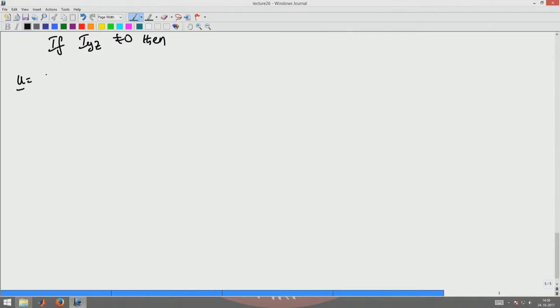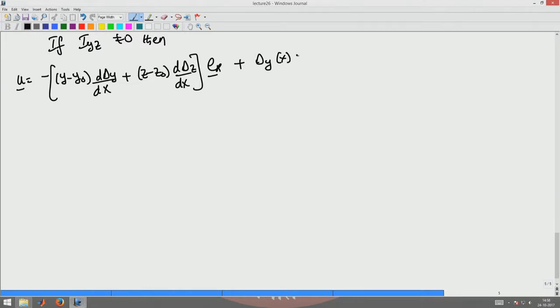So, when I_yz is not 0, I have u in general given by minus (y minus y naught) d delta y by dx E_x plus (z minus z naught) d delta z by dx E_x, plus delta y as a function of x E_y plus delta z as a function of x E_z. The displacement field, similar to u and v where I replace u and v with y and z here, remains the same.